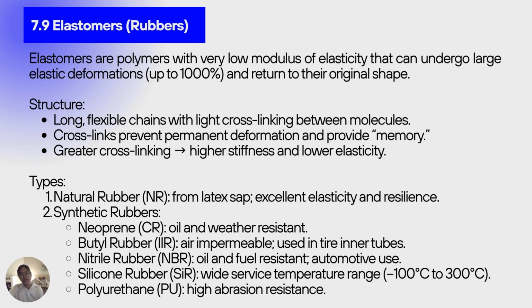To wrap up, elastomers are highly elastic polymers capable of large reversible deformations. Their lightly cross-linked molecular structures provide flexibility and resilience. Vulcanization enhances mechanical and thermal stability, transforming raw rubber into a tough, versatile engineering material. Common elastomers include natural rubber, neoprene, nitrile, butyl, silicone, and polyurethane. They are widely used for sealing, damping, insulating, and vibration absorption in industries ranging from automotive to healthcare.